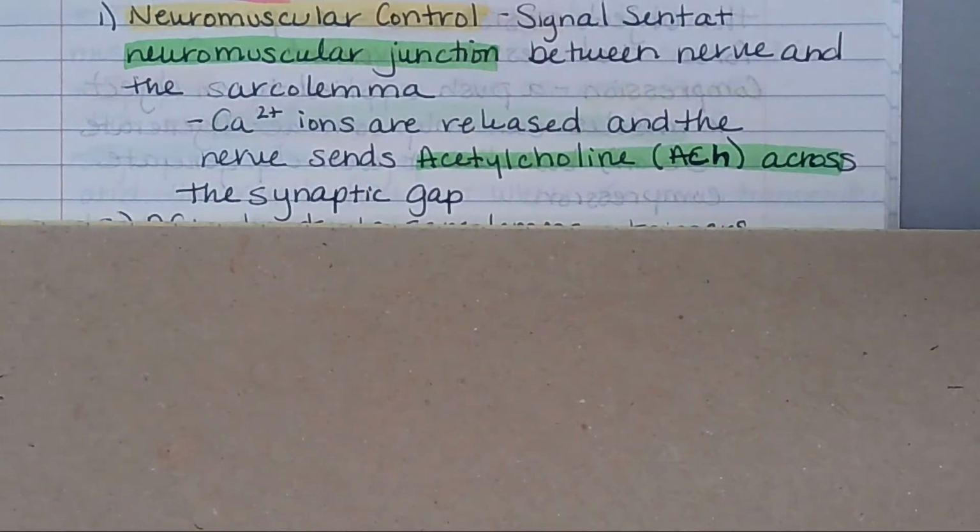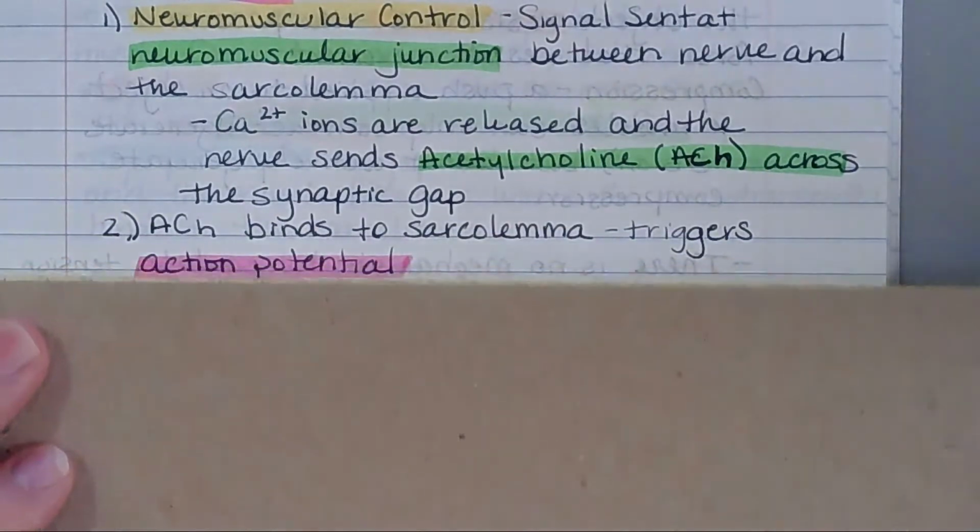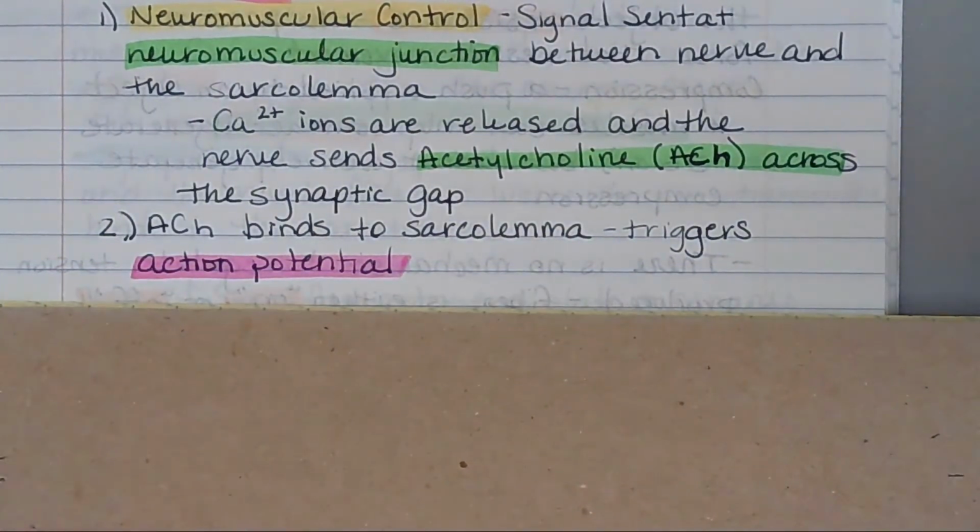By jumping that gap, acetylcholine causes the muscle to actually change shape. The acetylcholine ends up binding to the sarcolemma, and this triggers that action potential I talked about before. It encourages the cell membrane to move different ions across it, in order to send the signal down the muscle fiber to cause these sarcomeres to start contracting.